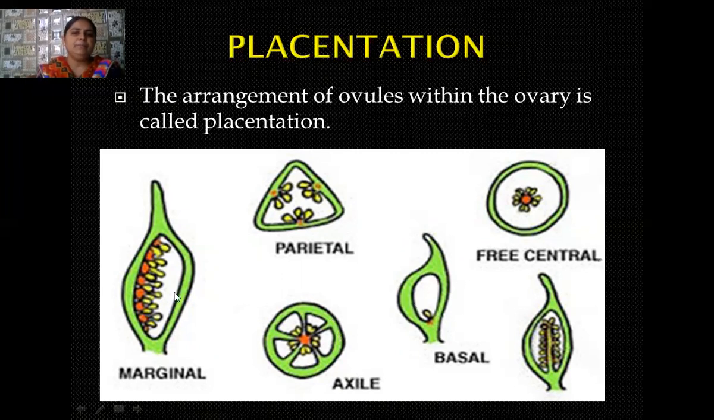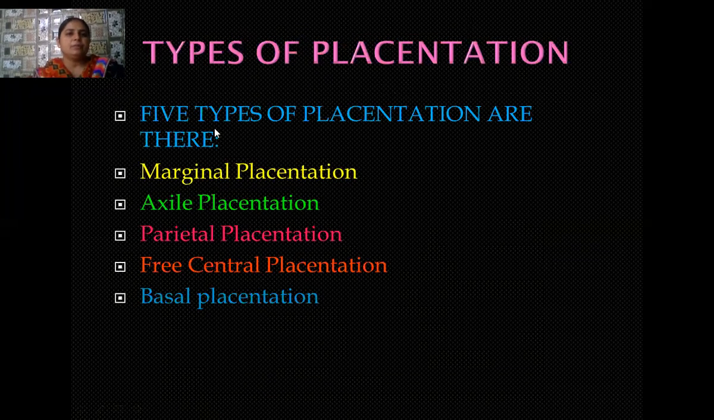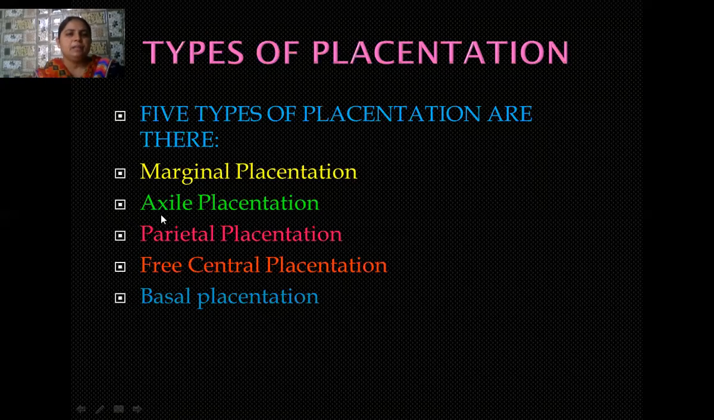See the first type of placentation, marginal placentation. Then we have axial placentation, parietal placentation, then free central placentation, and then basal placentation. I am going to explain these placentations one by one. Here I have written the names of these five types of placentation.